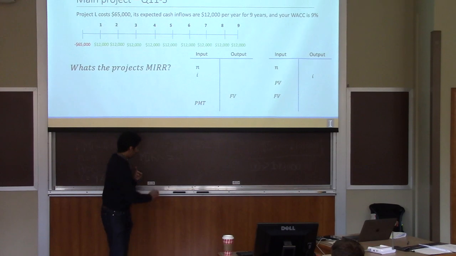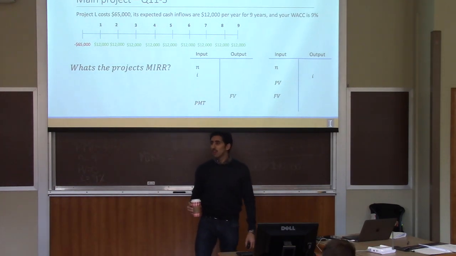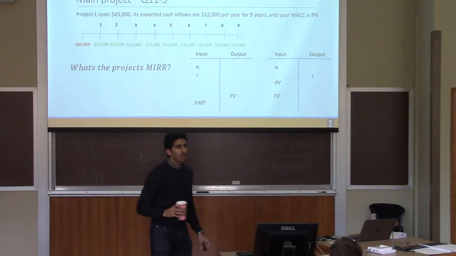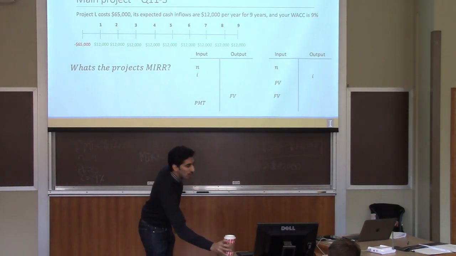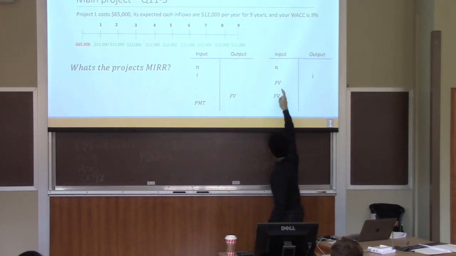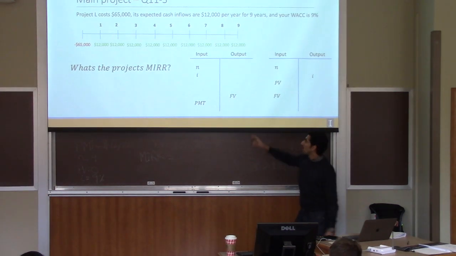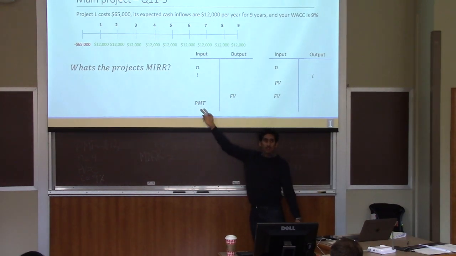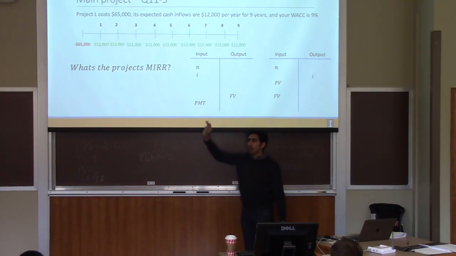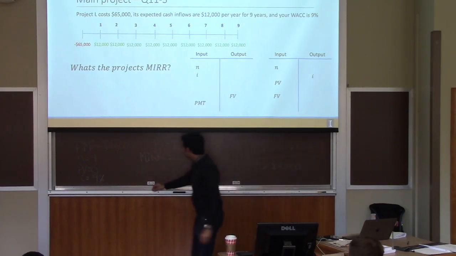What's your MIRR, guys? 24%? How much? 24? Did you put n is 9, present value is minus 65,000, future value? I think you forgot, you added the payments in, which you shouldn't. You shouldn't have the payments. Payments are 0 because the payments are counted in the future value. 10.23%. Everyone else should get 10.23%.